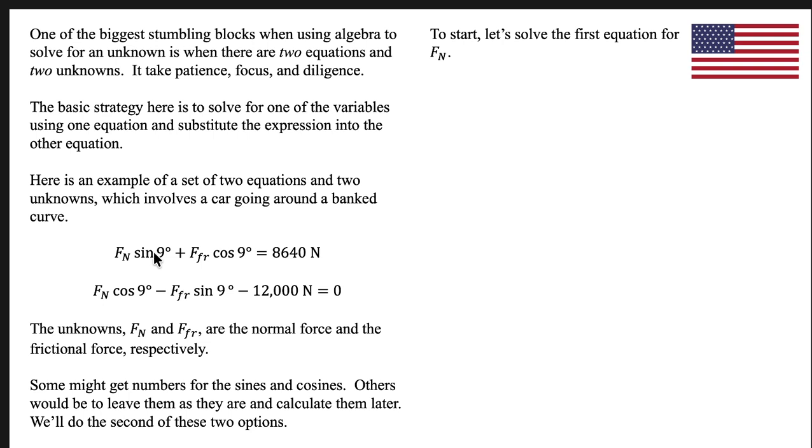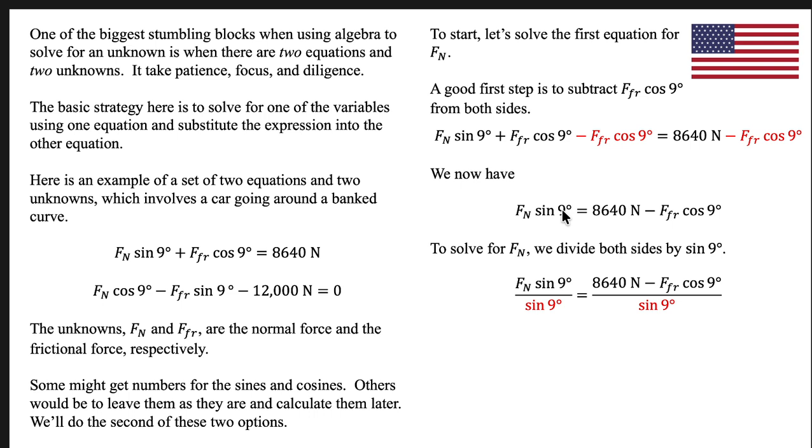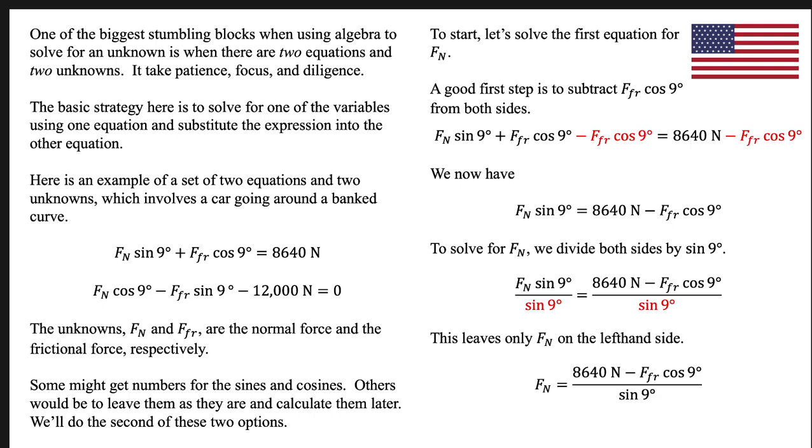And we're going to solve this for Fn in terms of Fr. So to start, we want to get Fn. So we're going to put this on the other side by subtracting frictional force cosine 9 degrees from both sides. We now have this expression, and now to get Fn by itself, we just divide by sine 9 degrees. And now we have an expression for Fn.